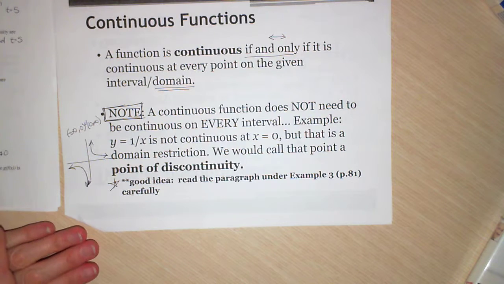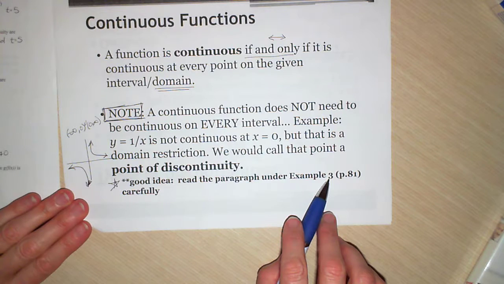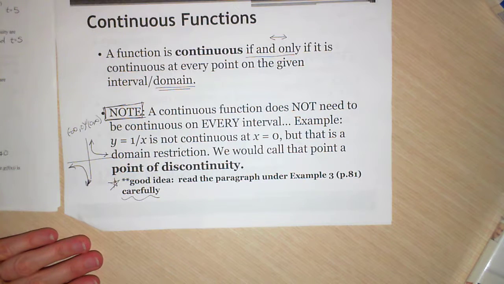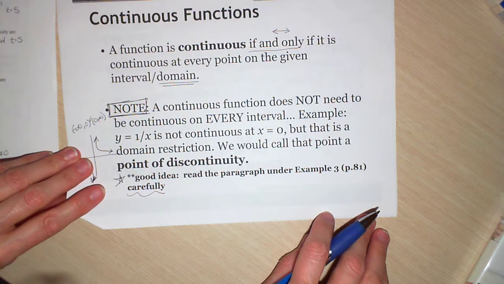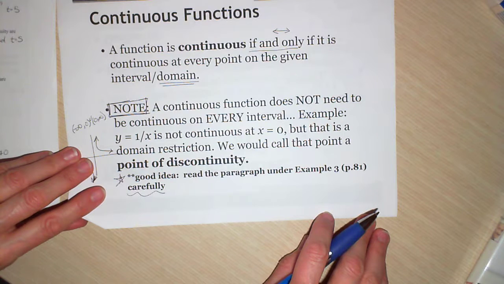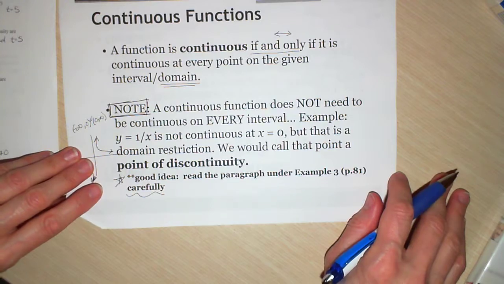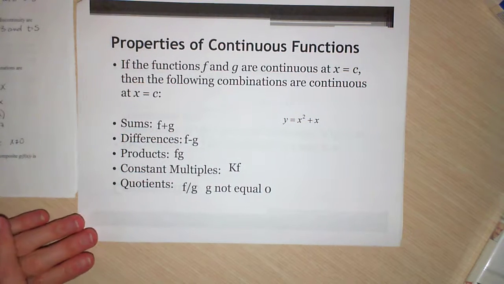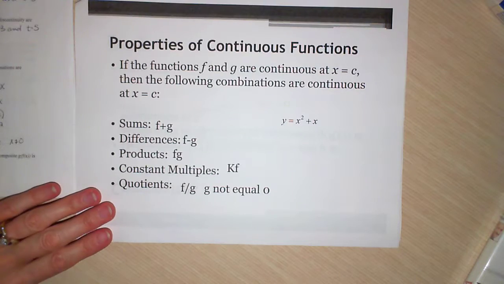And it is a good idea to go back in the book and read on page 81 the paragraph under example 3 and read that carefully. See if you can understand that. Next in your notes you have a U-try. It says determine where the function is not continuous. This definitely would be a non-calculator problem. And then say what type of discontinuity it is. So we'll have you do that one on your own, and then we can discuss it in class if you have questions.